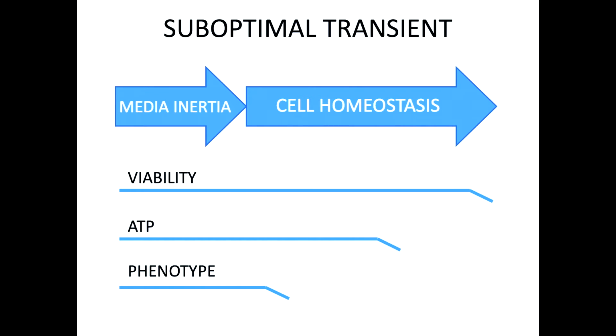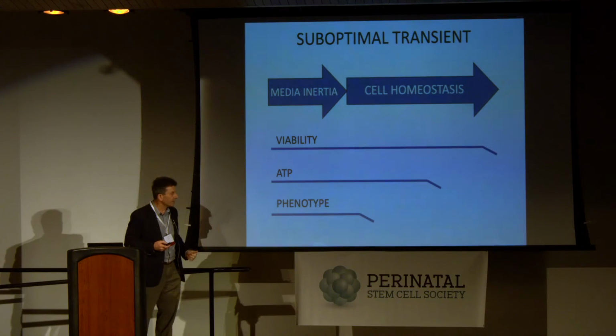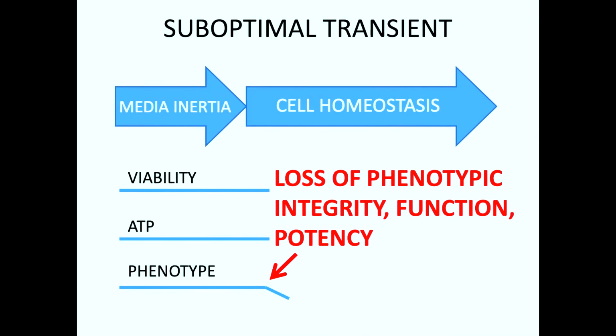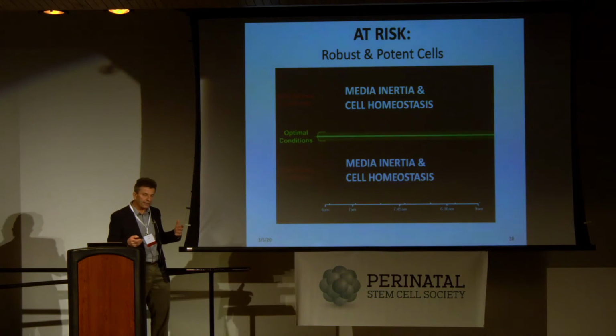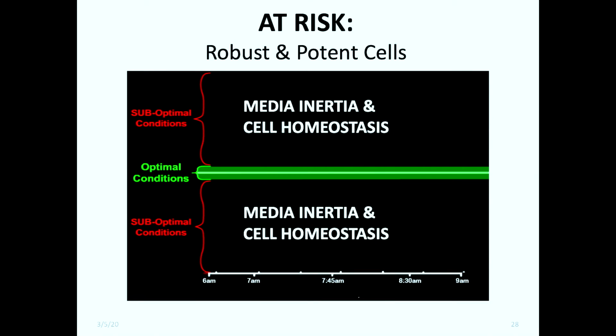And I think this is something that has to be considered in much more important ways than it is, because at this point, the cells are losing their function. They're losing their potency, and this is the new metric for therapeutic cells. So anytime you're not in optimal conditions, you're depending upon media inertia and cell homeostasis, and you're risking the robust capabilities of the cells and their potency.